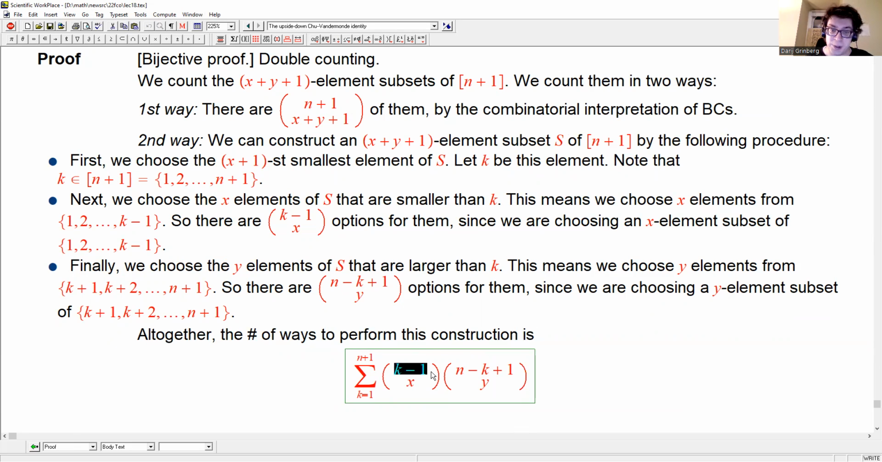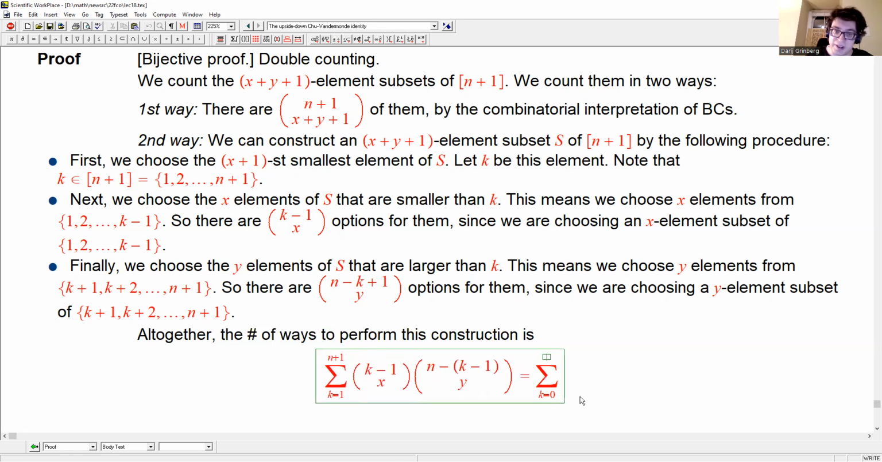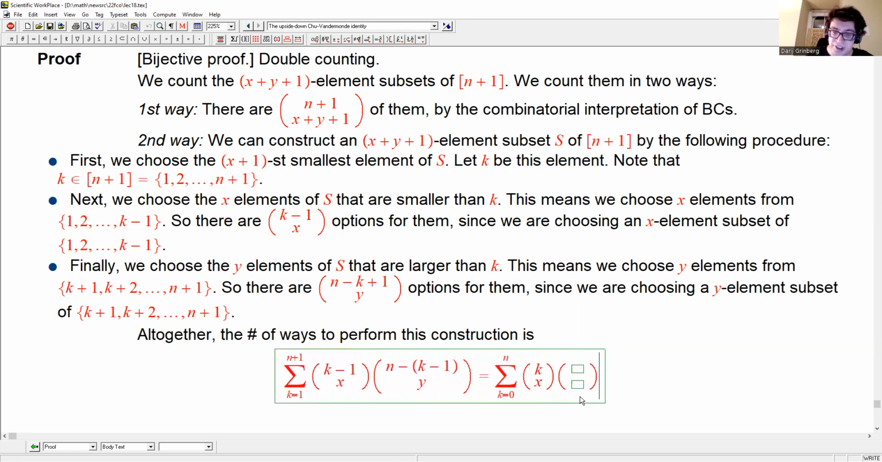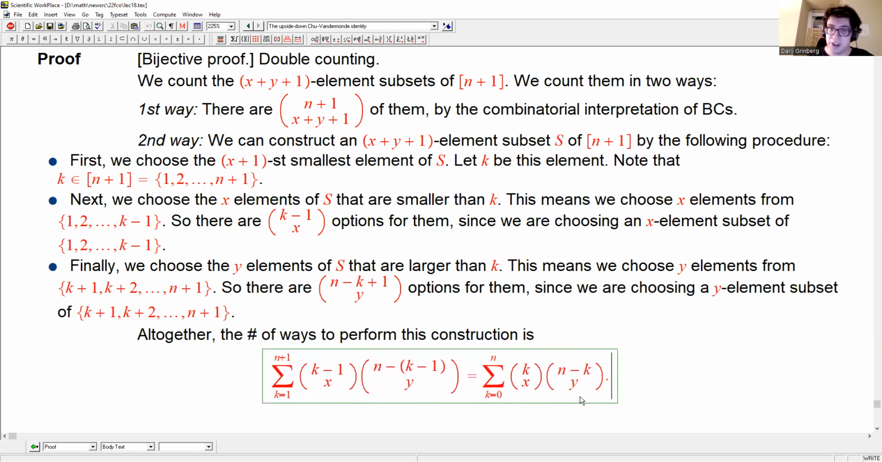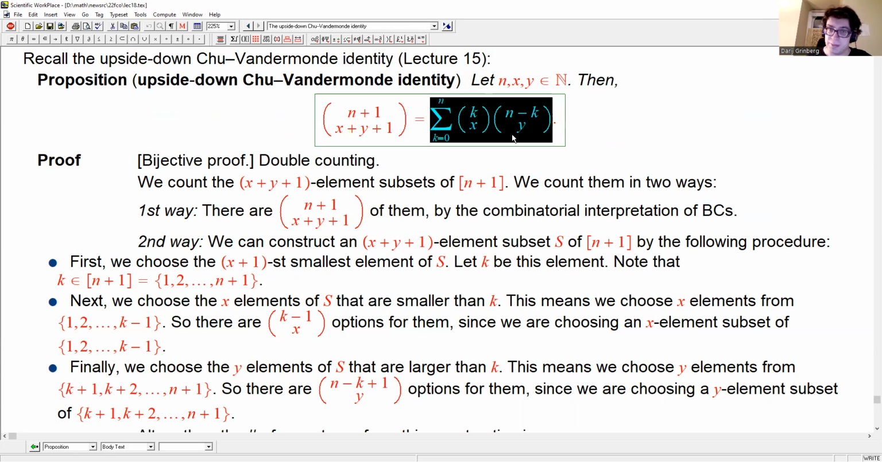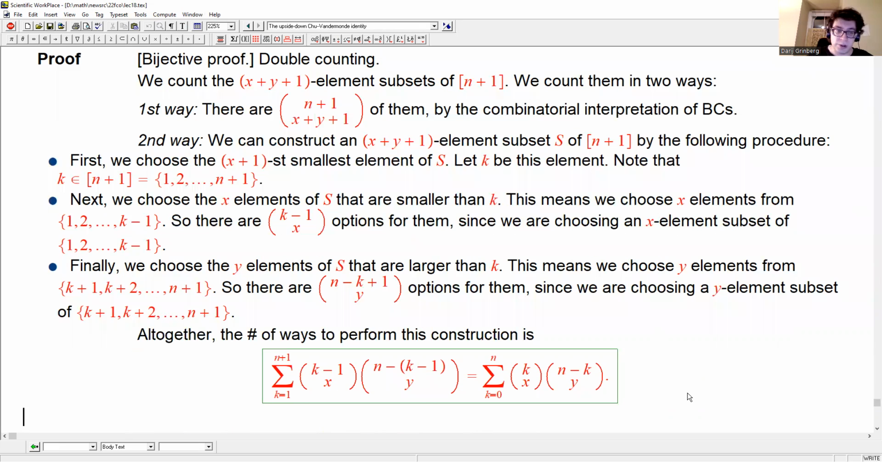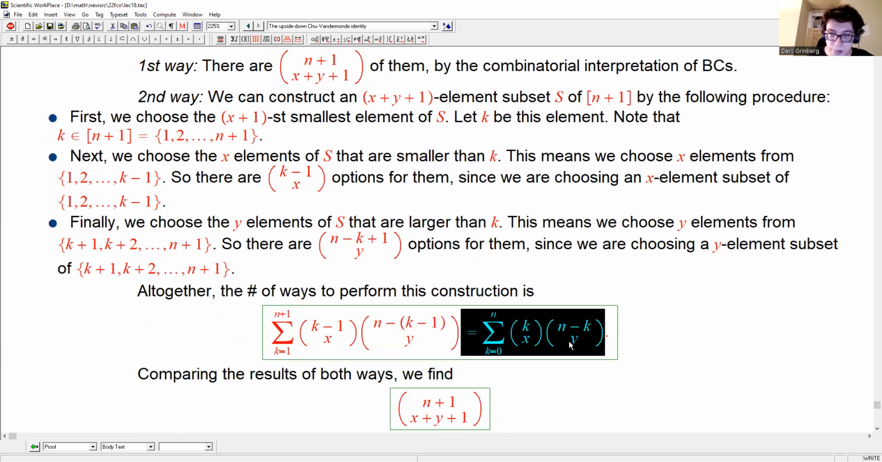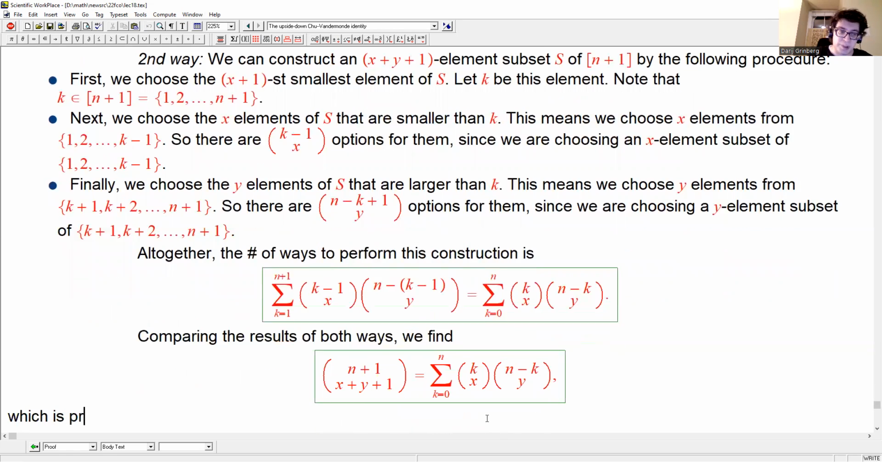But this is a little bit ugly because of the k minus 1. And if you look at this closely, n minus k plus 1 is also n minus (k minus 1). So having k minus 1 in both places, we can substitute k for it. And this way, the summation bounds both decrease by 1. So you get this, and this is exactly the right-hand side. So comparing the results of both ways, we find that this here is this here, which is precisely the upside down Chu-Vandermonde identity.